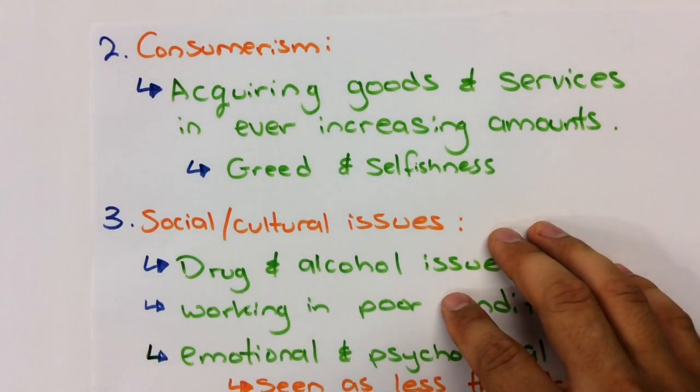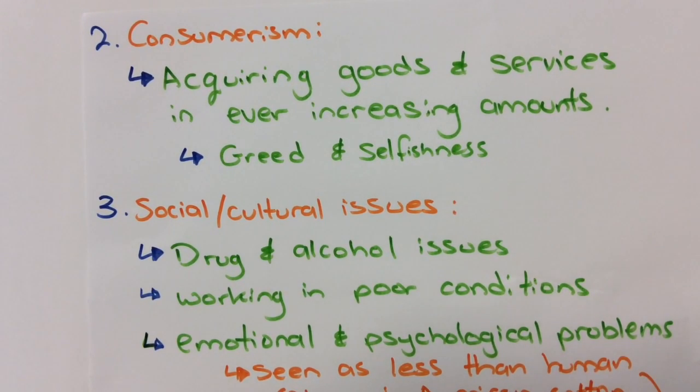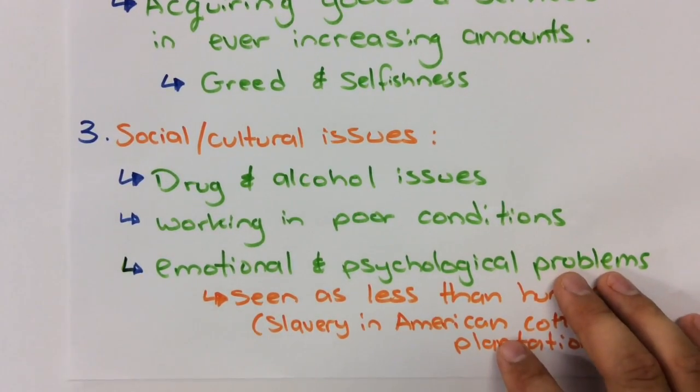The next point that I wanted to talk about was consumerism, which is the idea of consuming or acquiring goods and services in an ever increasing amount. So the availability of goods led to people wanting to have an increased amount of goods and services, which in turn brought to the forefront, or highlighted, people's greed and selfishness. That's probably something that's even seen today with consumerism in the world that we live in.